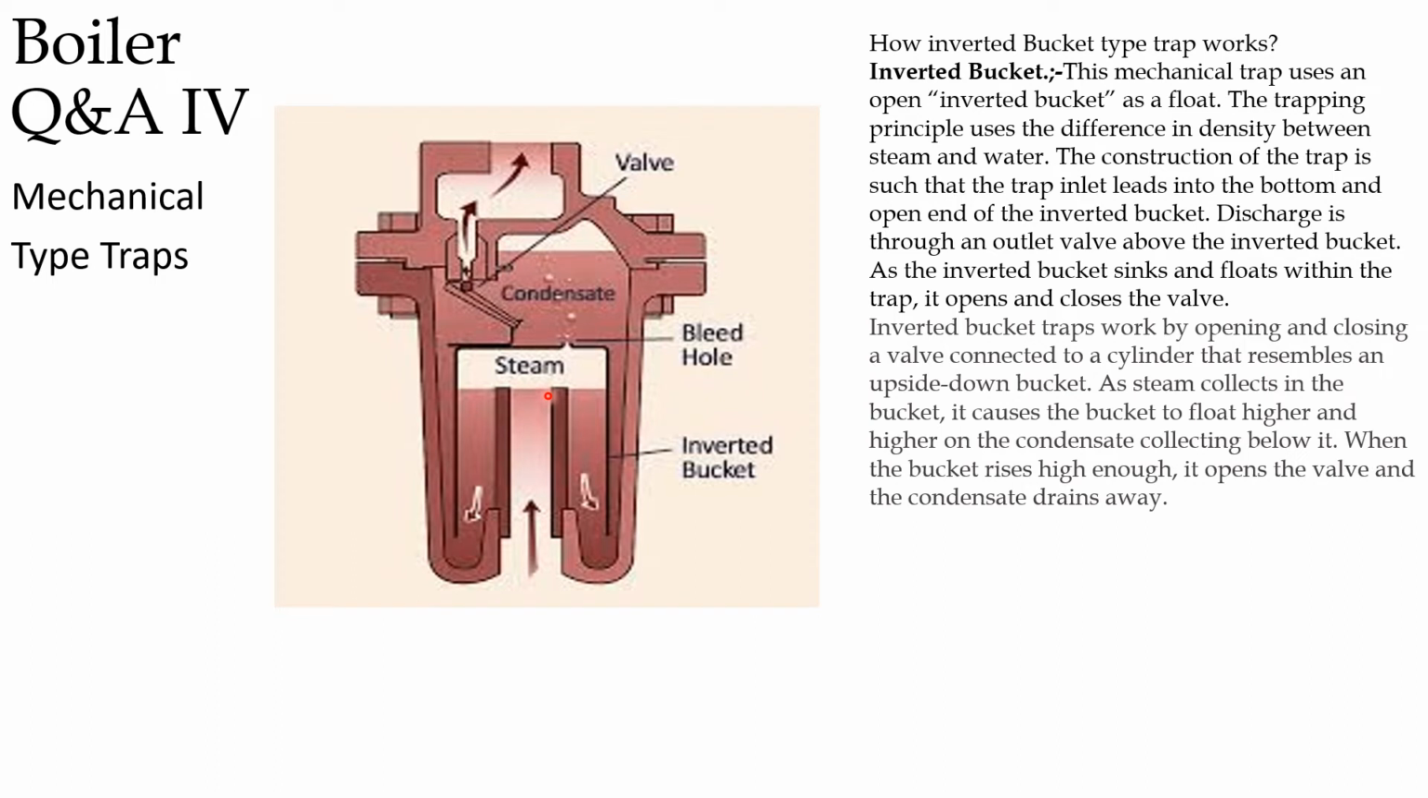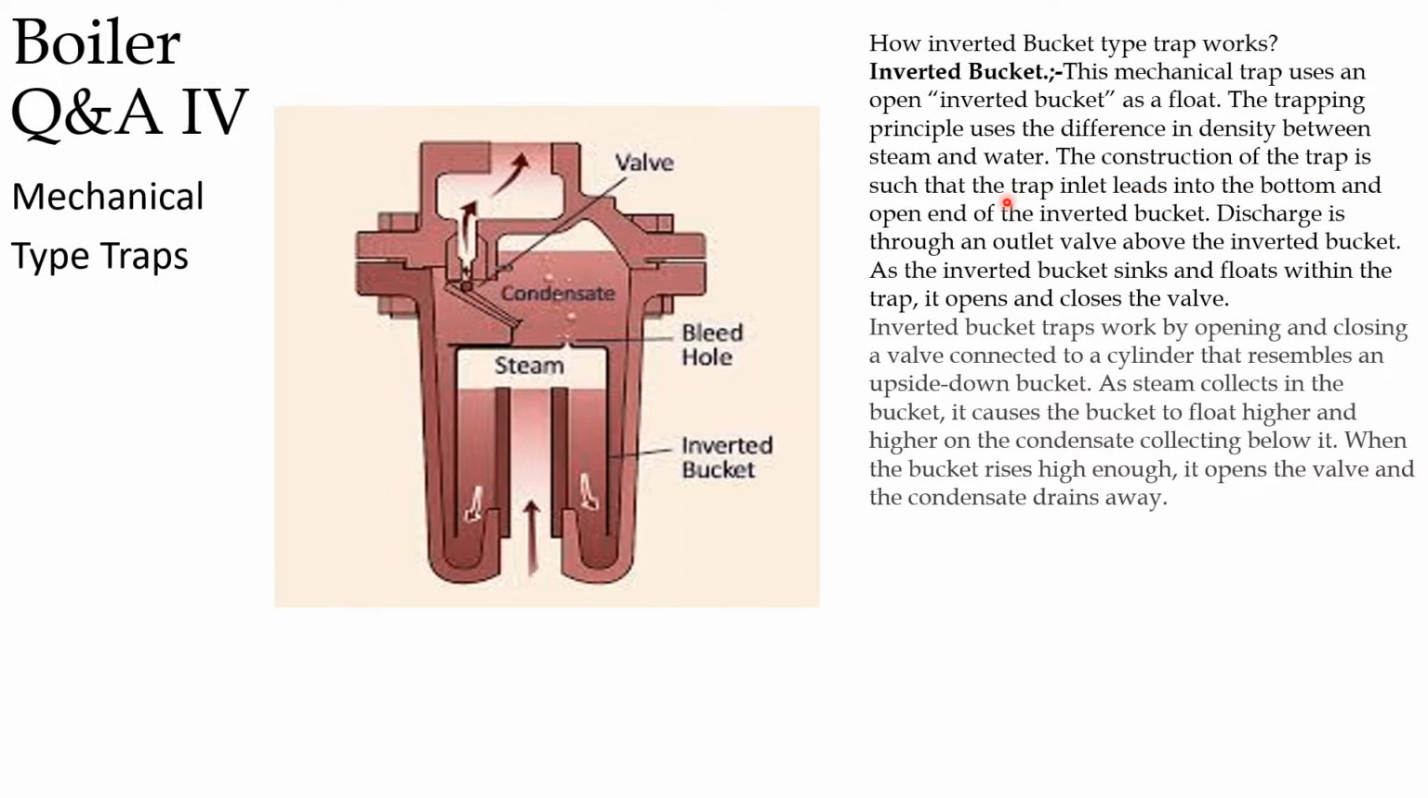Now we can see the inverted bucket type steam trap working principle. This is the inverted bucket type steam trap schematic diagram. Inlet line, this is the outlet line, the bleed hole, condensate will collect here. This is the inverted bucket. How does an inverted bucket type trap work? This mechanical type uses an open inverted bucket as a float. The trapping principle uses the difference in density between steam and water.